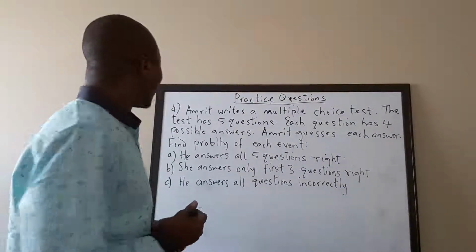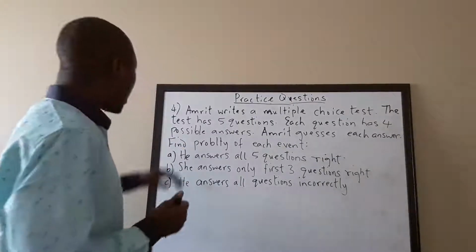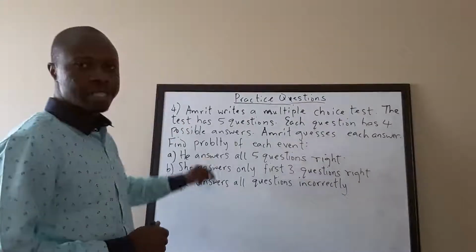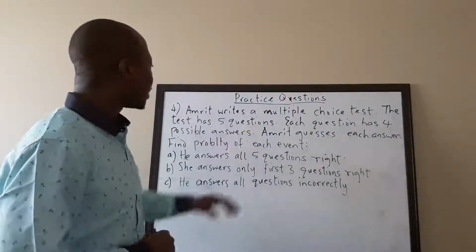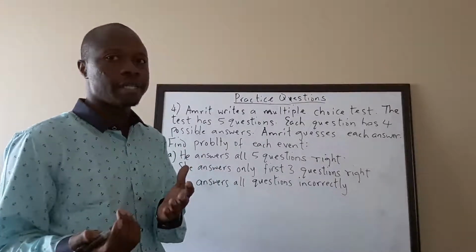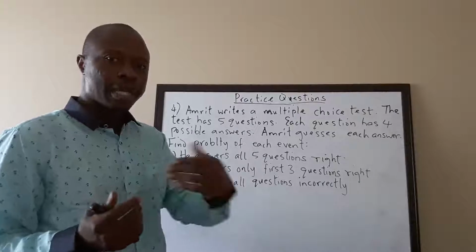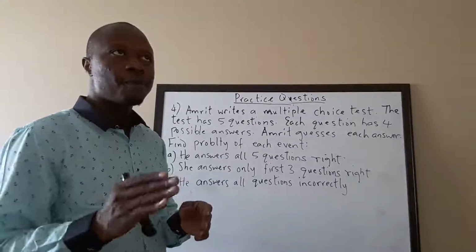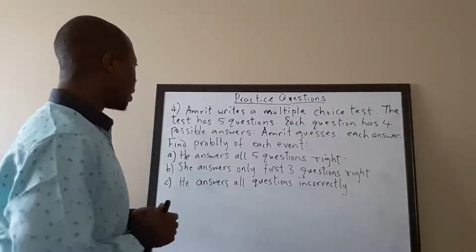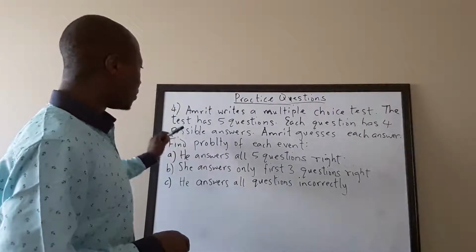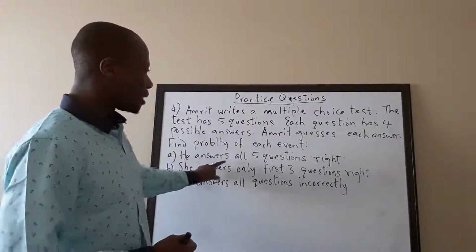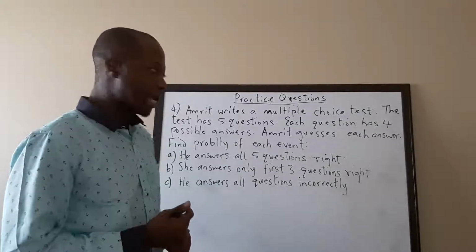Alright, so question 4. Amrit writes a multiple choice test. The test has 5 questions. Each question has 4 possible answers. So you're looking at a multiple choice test with 5 questions, with each question having 4 multiple choice answers. Amrit guesses each answer. Find the probability of each event. So find the probability that he answers all 5 questions right.